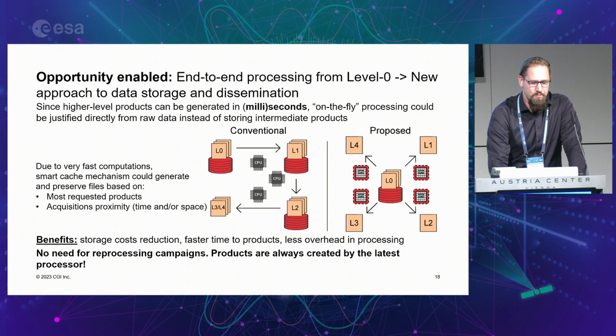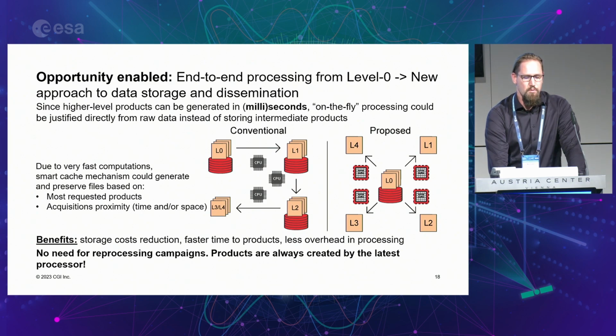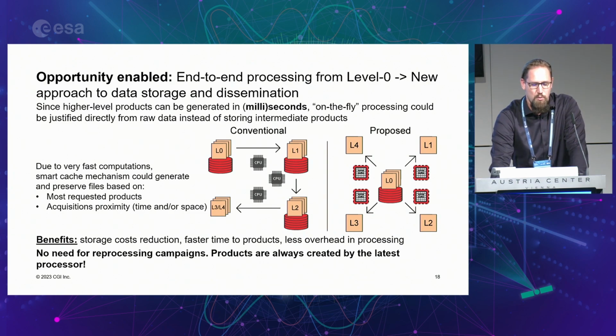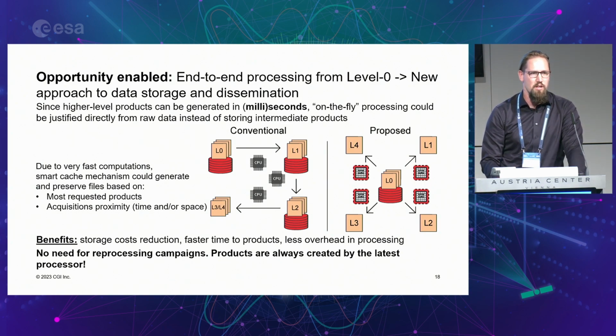And now, if you can do your processing that fast, then we have enabled a new concept to do end-to-end processing really from level 0. If you can generate any products in seconds or milliseconds, then why would you store level 1 or level 2 at all if you need a level 3 product in the end? You could always generate your end products, be it level 1, level 2, or level 3, always from level 0.